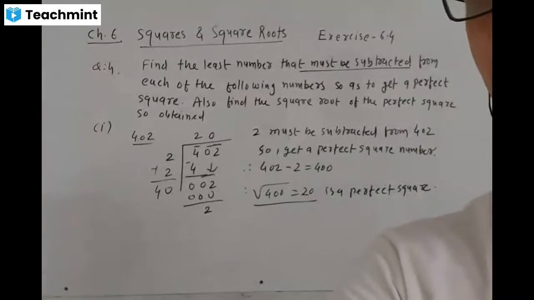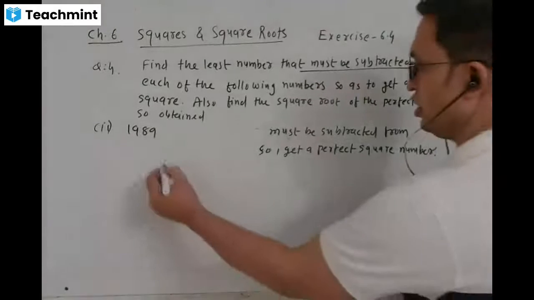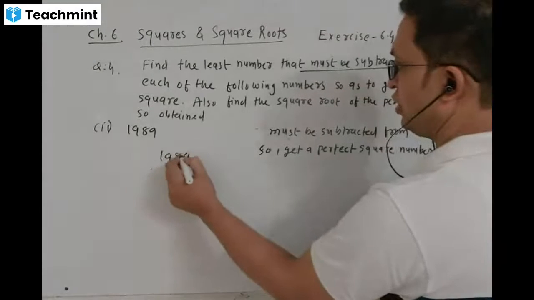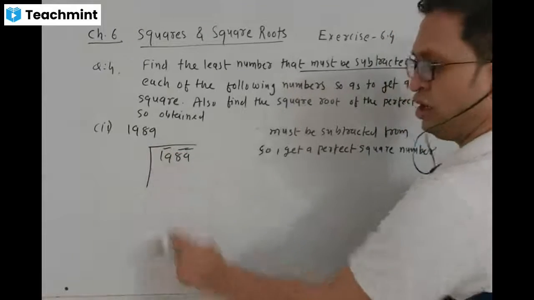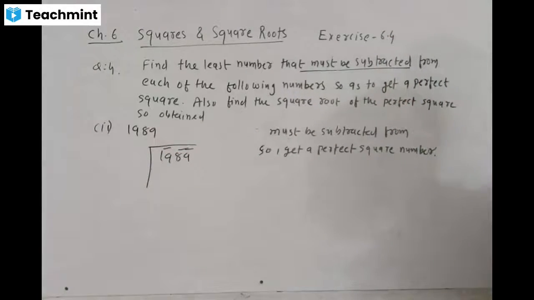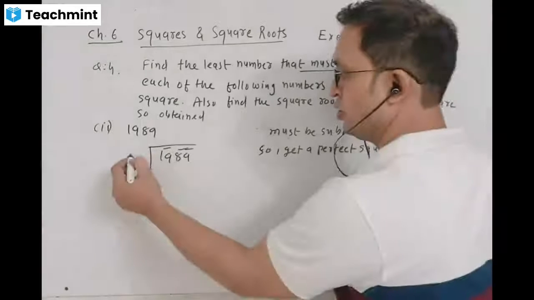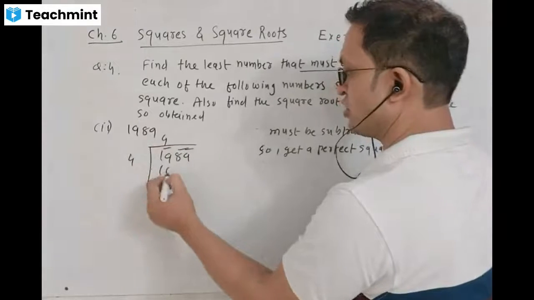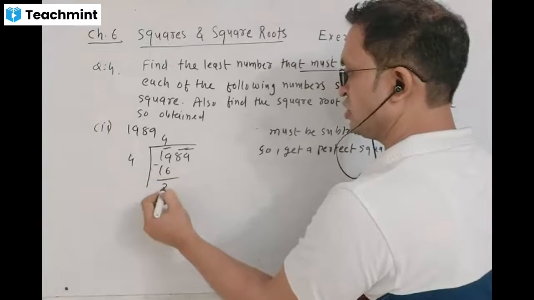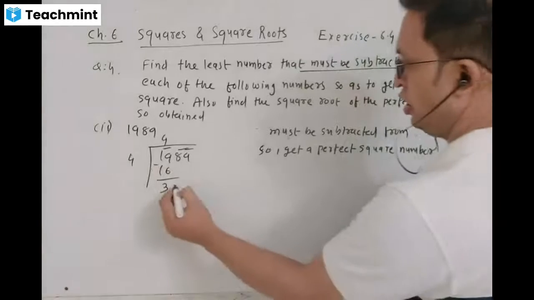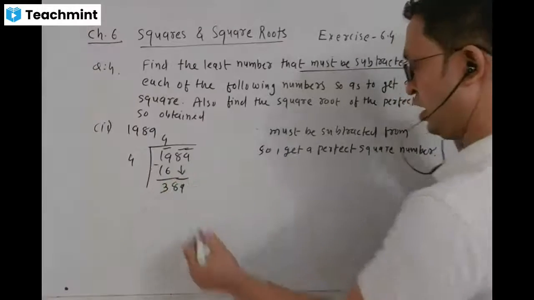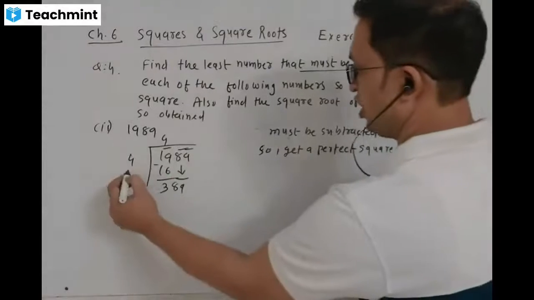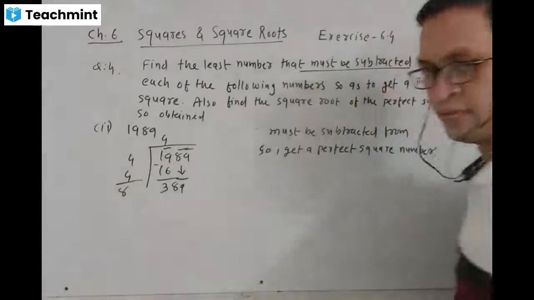Any doubt? By long division method, 1989, 89 and 19 are in group. Find the smallest perfect square number less than 19, that is 4. 4 4 are 16. 19 minus 16, that is 3. And 8 9. Okay, 8 and 9. 4 plus 4, that is equal to 8.